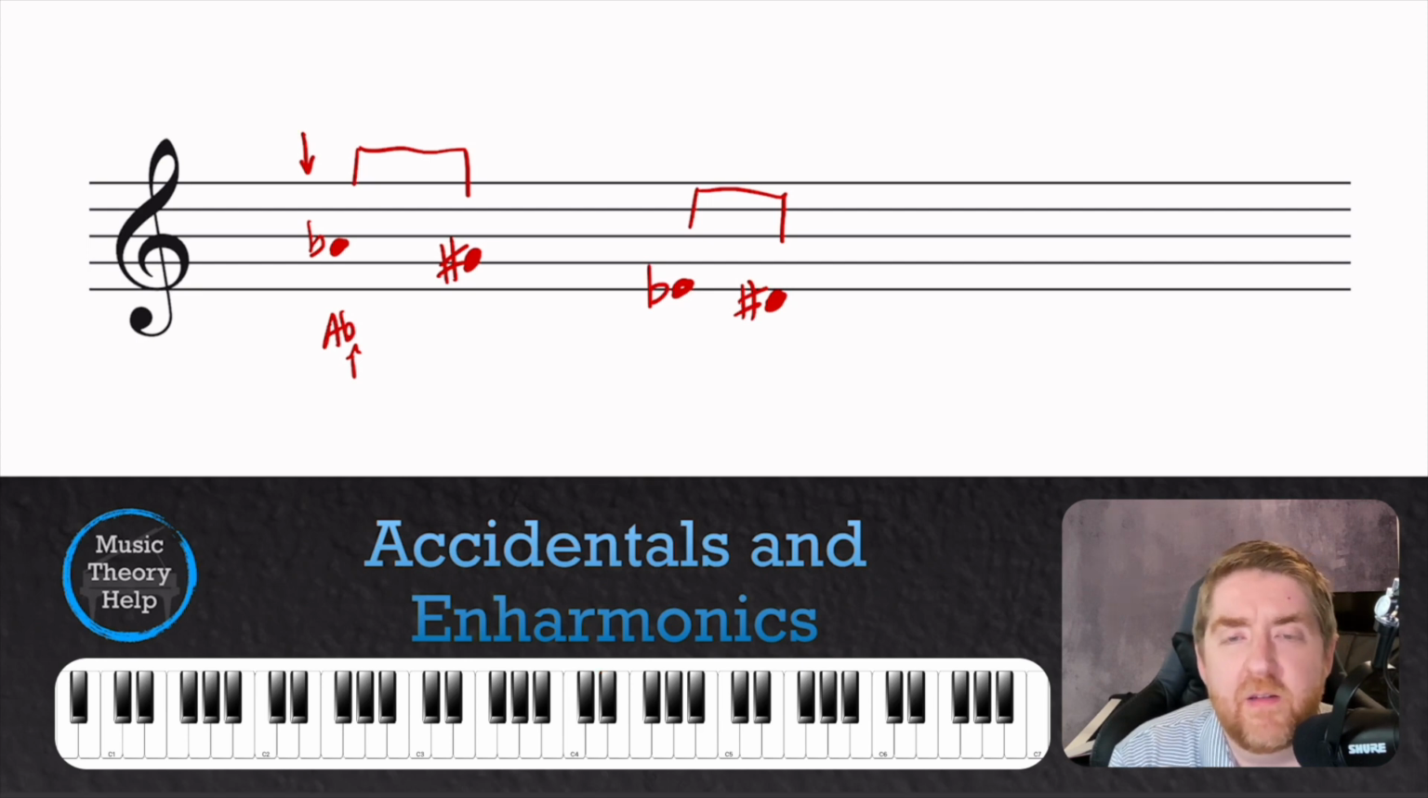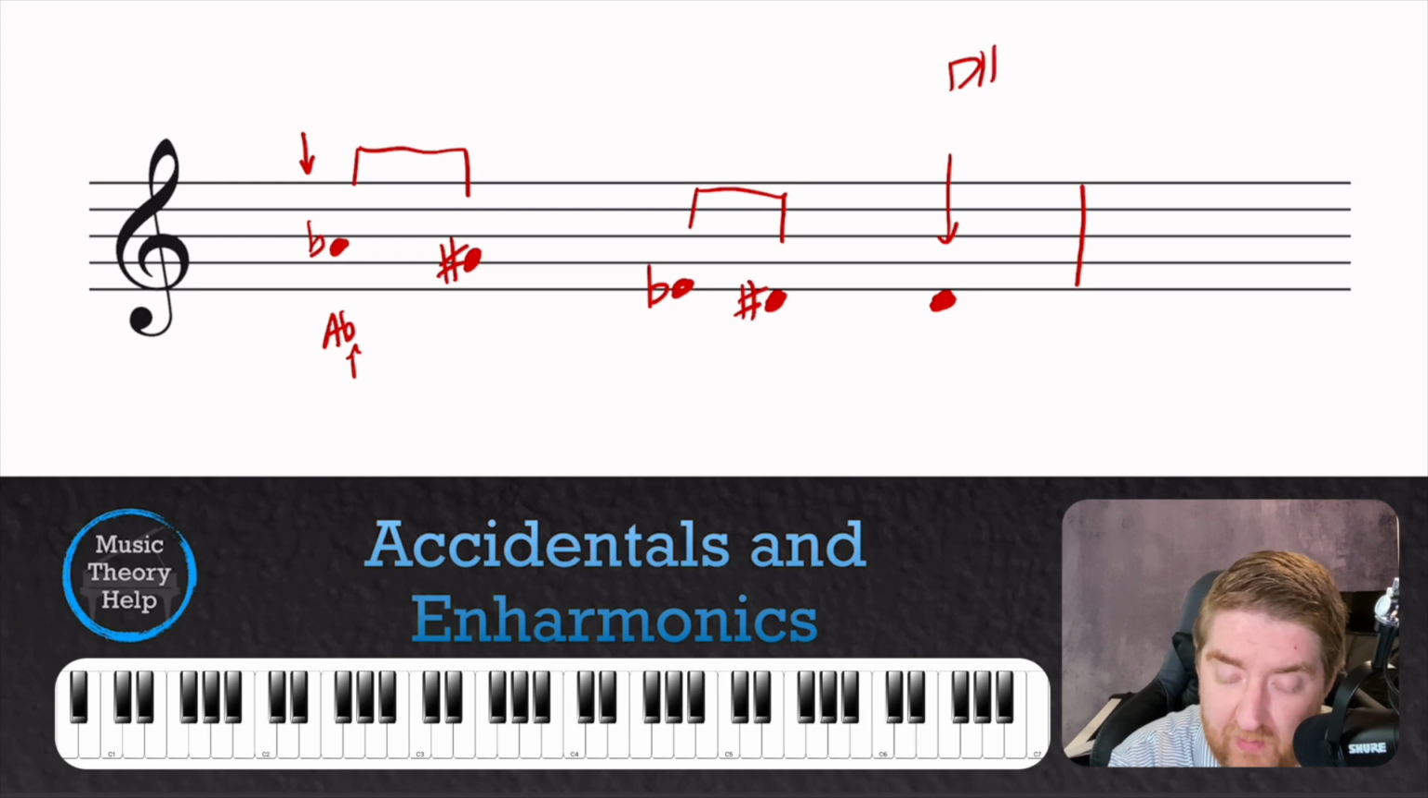Here's something to know. What if I write another D? Is that a D sharp or a D natural? As it's written now, it's actually a D sharp. Accidentals, sharps and flats, apply for the entire measure. A measure is a rhythmic grouping. You'll see bar lines, the entire bar, the entire measure. This is implied to be a D sharp.